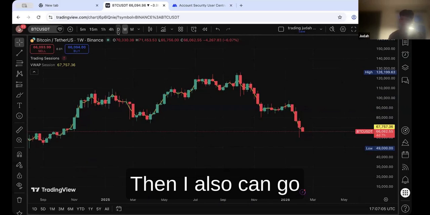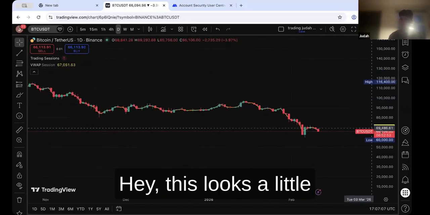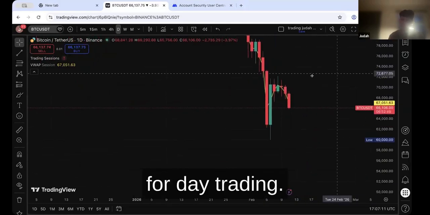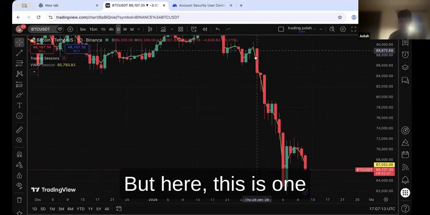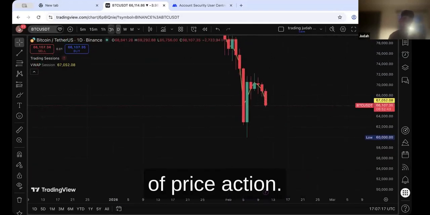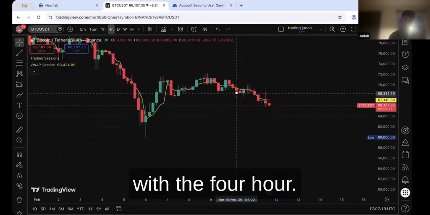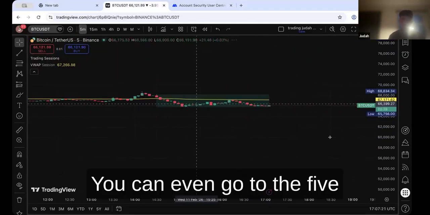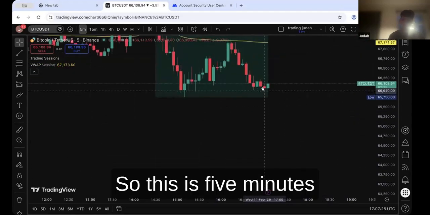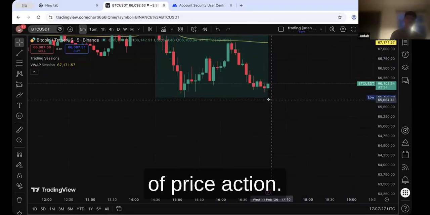Then I can also go to the daily time frame. This looks a little bit different. This is very good for day trading. Here, this is 1 day of price action. You can do the same with the 4 hour. You can even go to the 5 minutes and put trades in. So this is 5 minutes of price action.